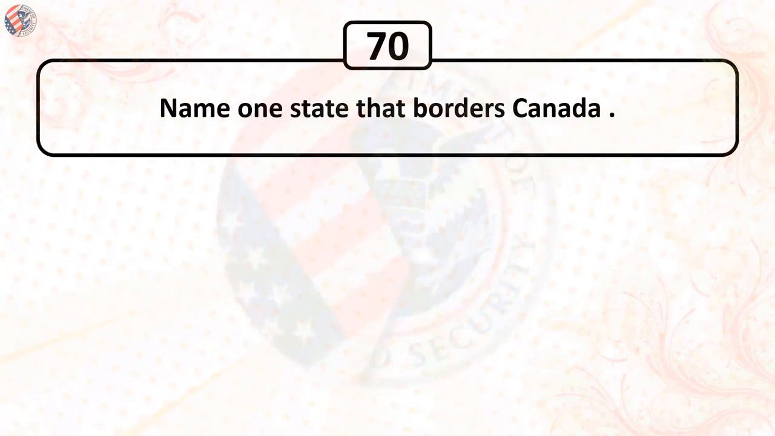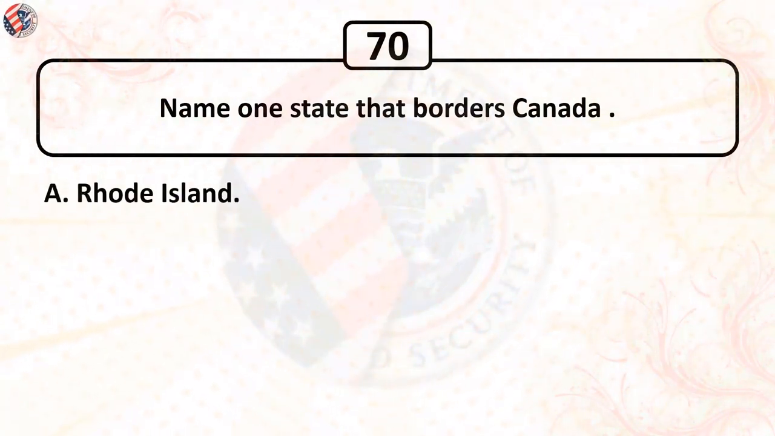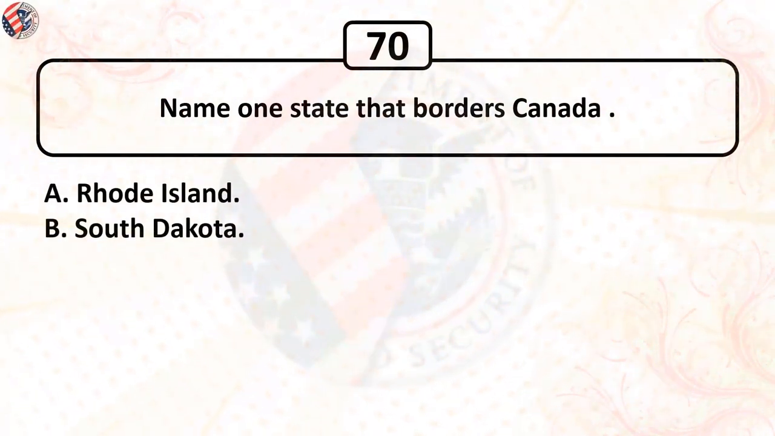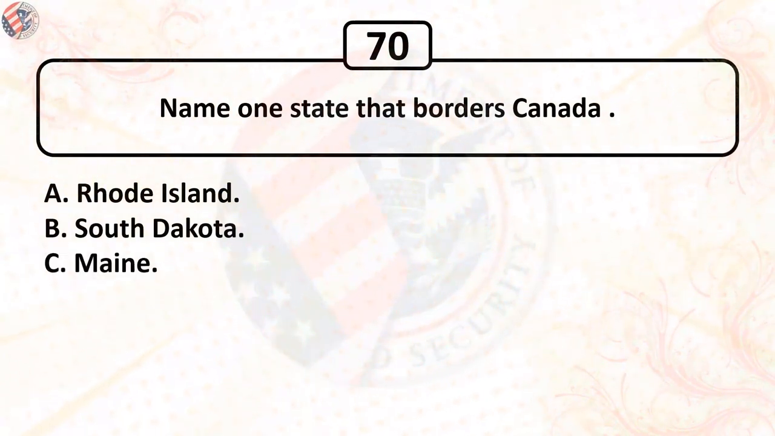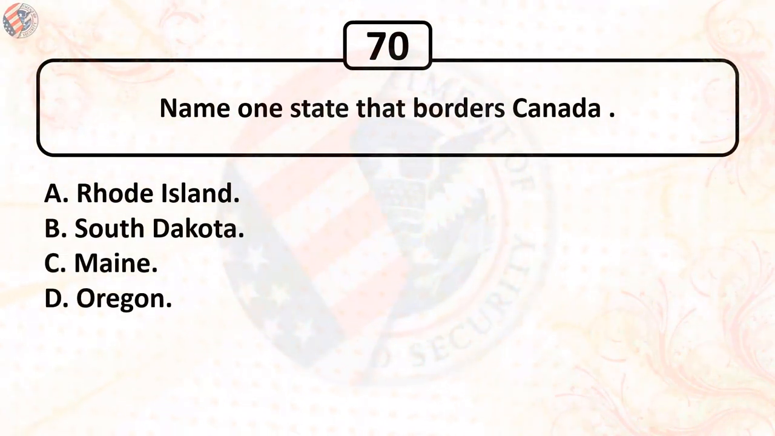Name one state that borders Canada. A. Rhode Island. B. South Dakota. C. Maine. D. Oregon.